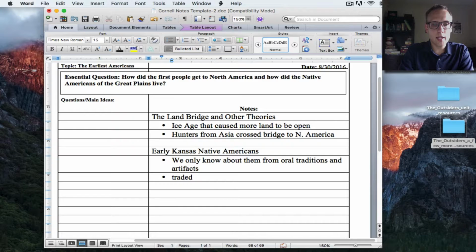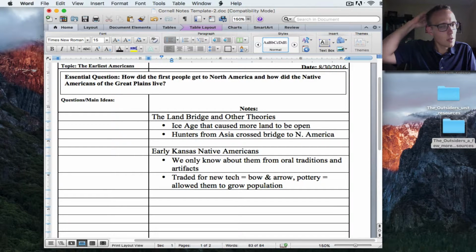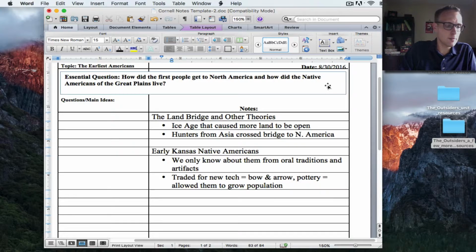And they traded for new technology, such as the bow and arrow, pottery, and this allowed them to grow population. So there were no photographs, there were no written records of this.